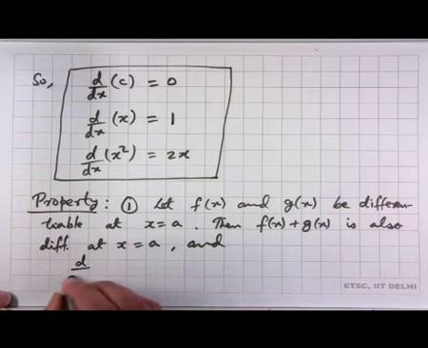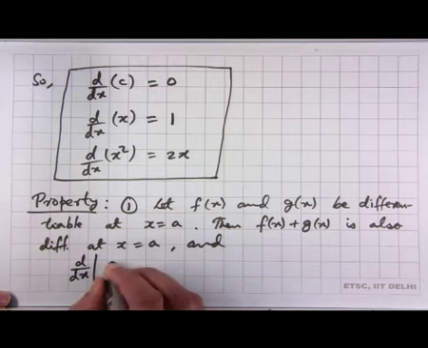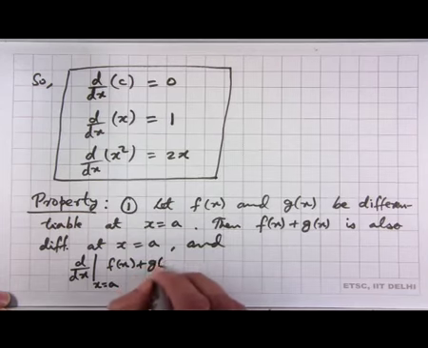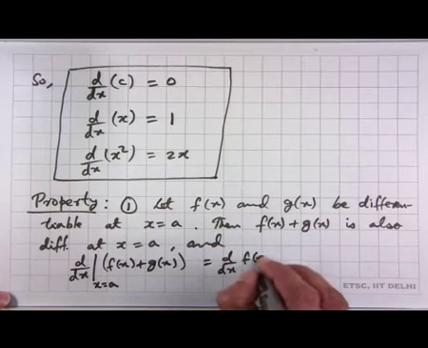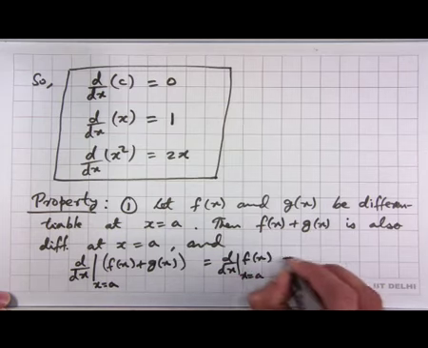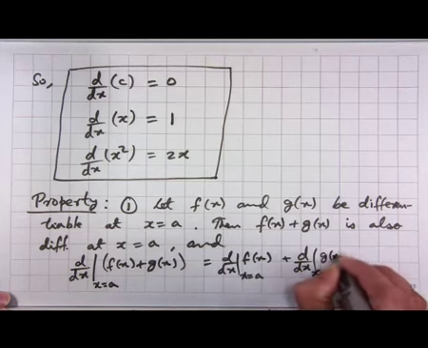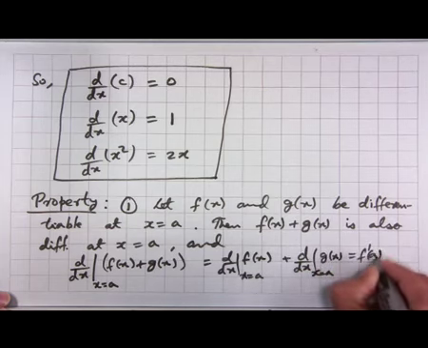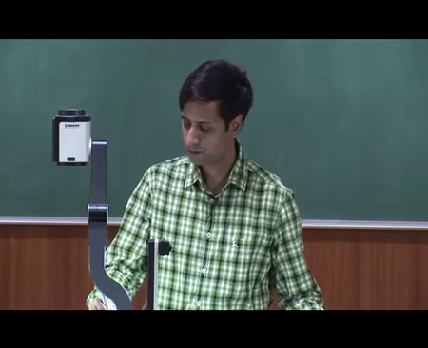d by dx at x equal to a of f(x) plus g(x) is equal to d by dx of f(x) at x equal to a plus the derivative of g(x) at x equal to a, that is, this is same as f prime a plus g prime a. So, let us see the proof.